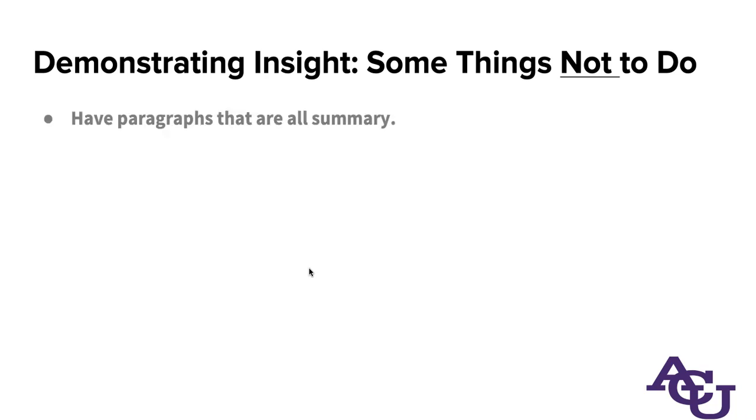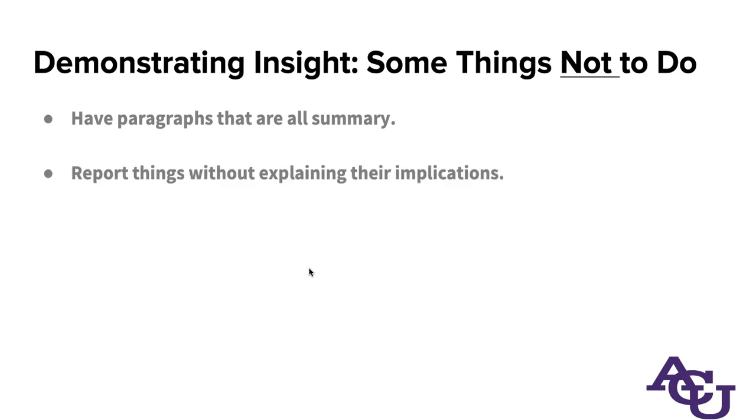Some things to not do when you're trying to demonstrate insight. Don't have lots of paragraphs that are all summary. This is a common trap when writing up a case study analysis, to spend a lot of time summarizing the case study. In most cases, a 2 or 3 sentence summary is fine, and then you bring up specific details as you discuss them. You can cite the case study, and in fact, the assignment we're looking at today refers specifically to how the instructor wants you to cite the case study, and then not keep citing it so as to keep the focus on the analysis.